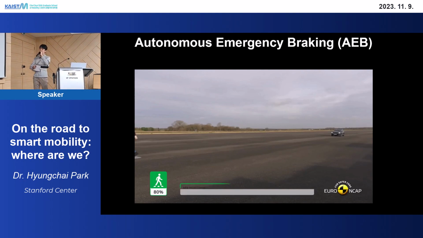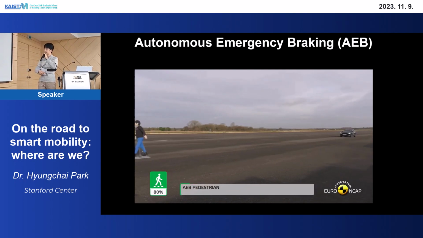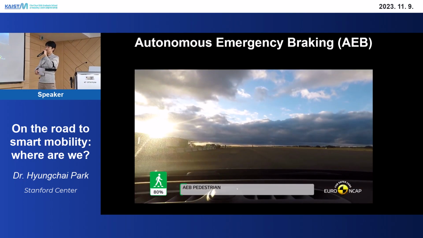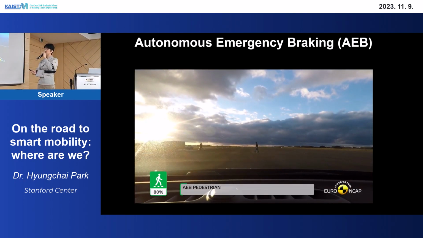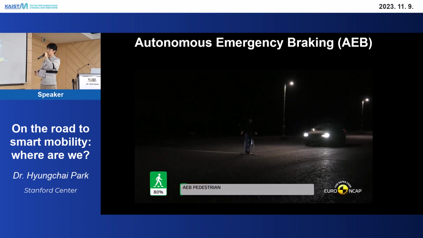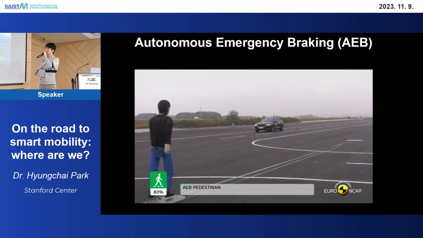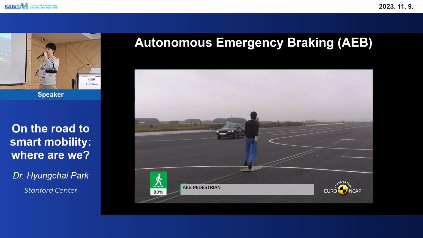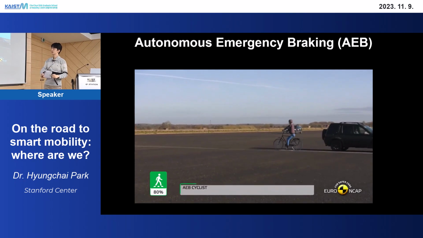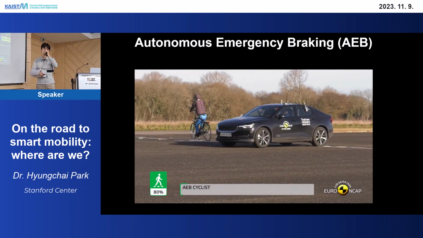So this video shows how AEB is assessed by Euro NCAP. Clearly we cannot test this system with a real human, so there is a moving dummy. We test day and night. And also not only on a straight road but at an intersection too. And even with a bicyclist, who is faster than a pedestrian.